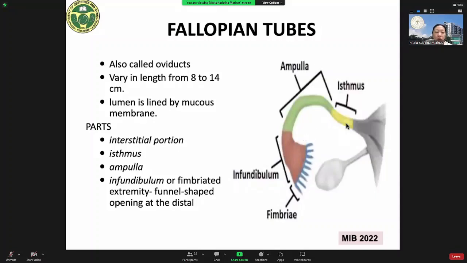The fallopian tube also varies considerably in its thickness. The narrowest portion of the isthmus measures 2 to 3 centimeters in diameter, and the widest portion of the ampulla measures 5 to 8 centimeters. The clinical significance of the fallopian tubes is ectopic pregnancy, or the extrauterine location of an abnormal pregnancy.